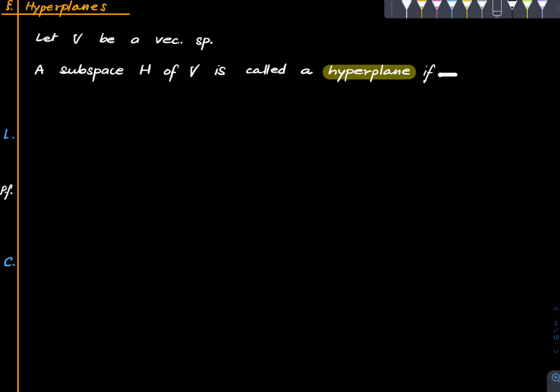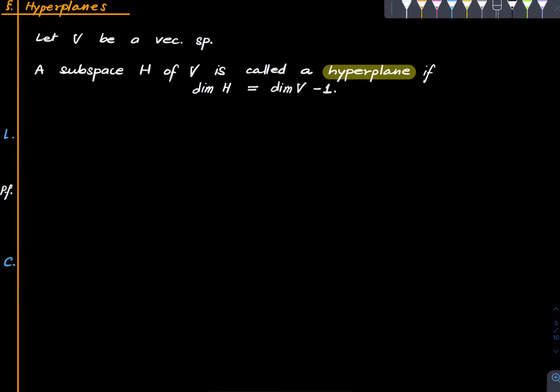if its dimension is 1 less than the dimension of the parent space. So that's the definition, and if you think about it in R3, a hyperplane in R3 is just any two-dimensional subspace, and these are precisely the things that we call planes passing through the origin. The notion of a hyperplane just generalizes that.